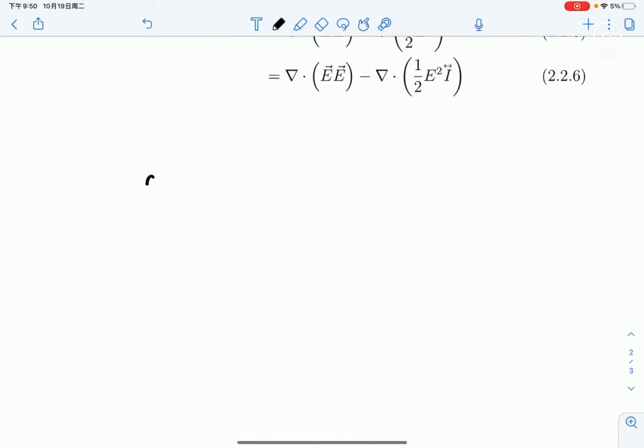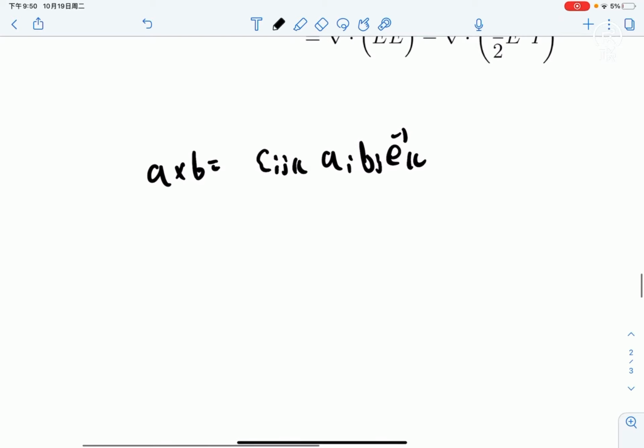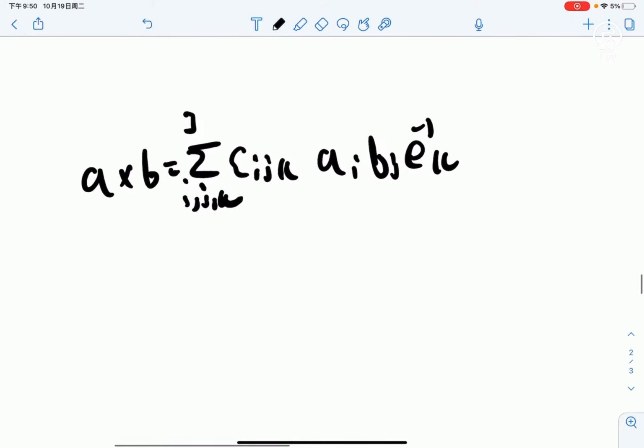What I mean by A cross B equal to epsilon_ijk A_i B_j e_k is that I missed something over here. Originally there should be a summation over i, j, k. What I mean by this is that i can choose from 1, 2, 3, and j can choose from 1, 2, 3, and k also can choose from 1, 2, 3.